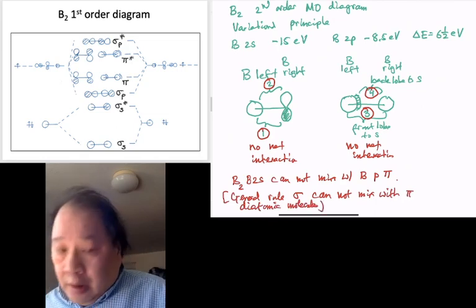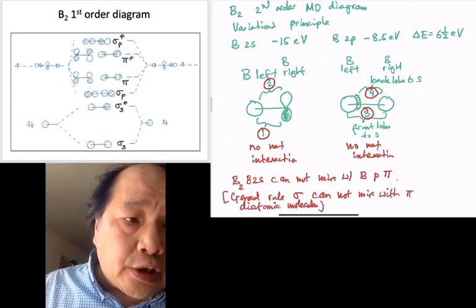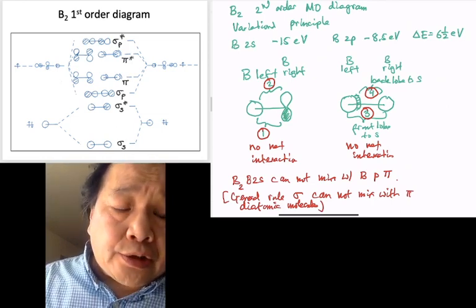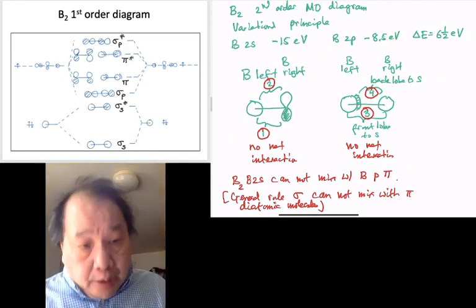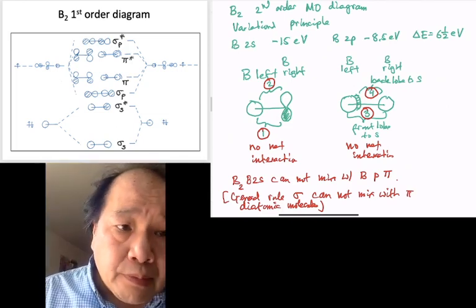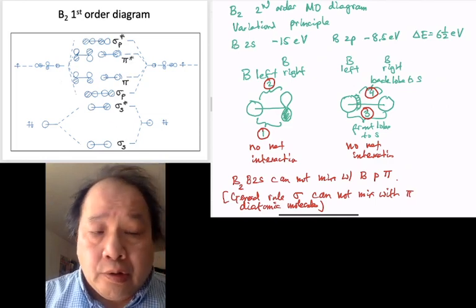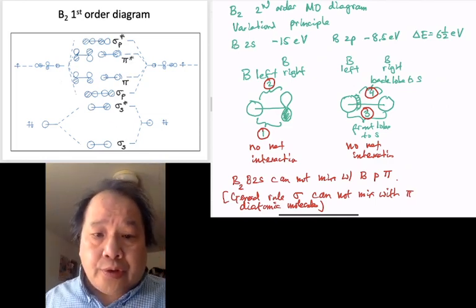So there are lots of interactions that we look at on the left and on the right. But we don't have to look at any p orbital that's pi-like, looking for how it mixes with the 2s.